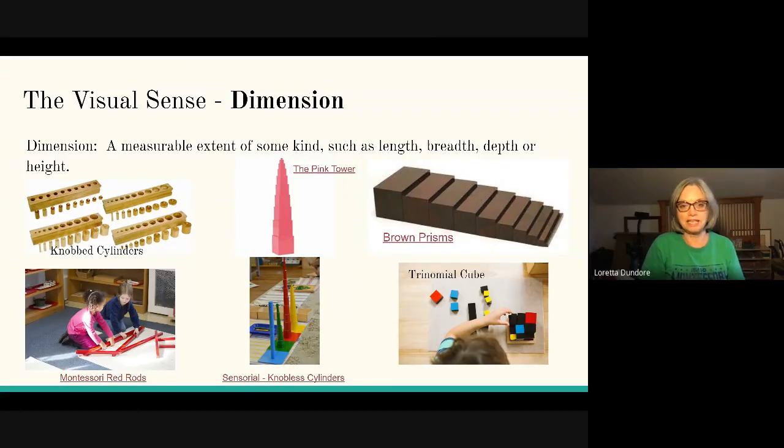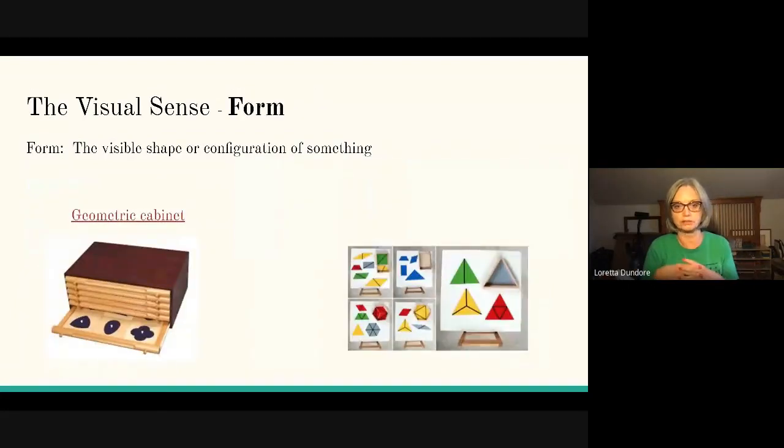So the pink tower, the brown stairs, the red rods, the cylinders, and the trinomial cube all are connected in a way. And it goes back to the knob cylinders because they are teaching about thickness, thinness, big, small, long, short. Then we have our geometric cabinet.